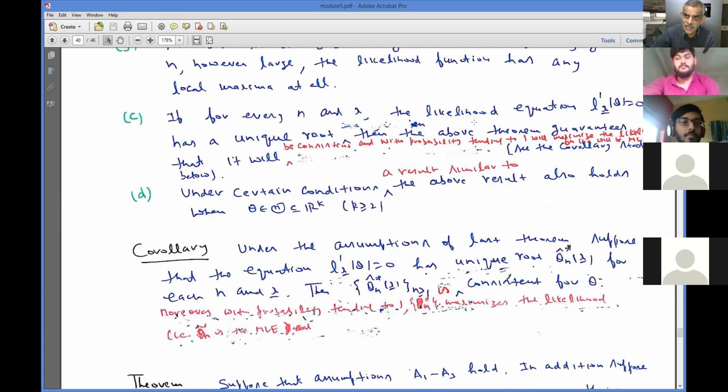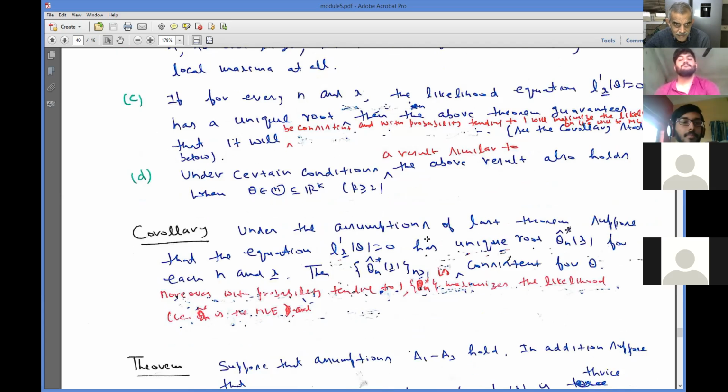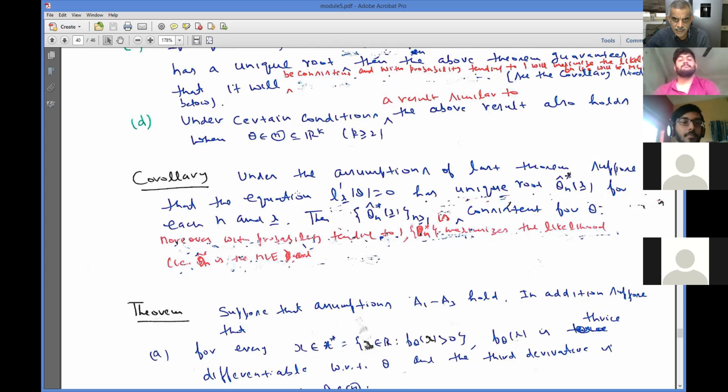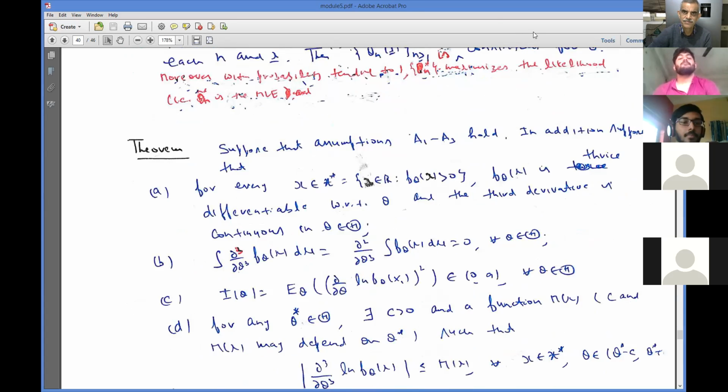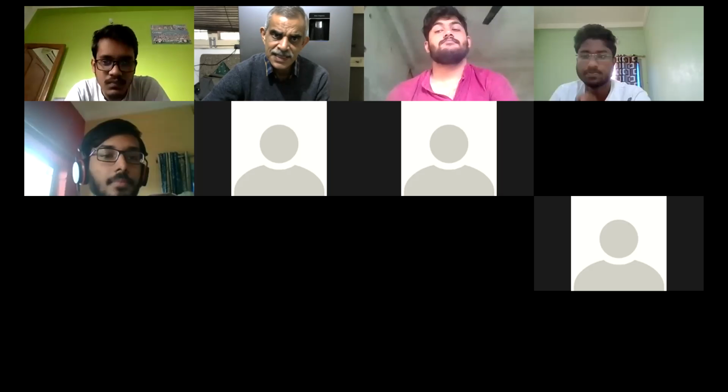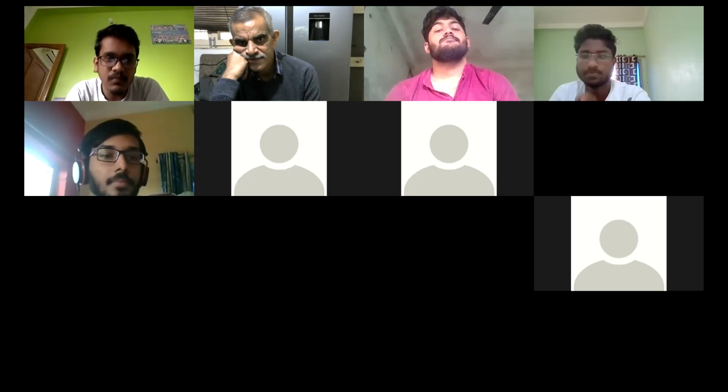Second, if for any n and x the likelihood equation has a unique root, then the above theorem guarantees that it will be consistent, and with probability tending to 1 will maximize the likelihood function, that is, will be the MLE. This is what this corollary says under the assumptions of the last theorem. Suppose the equation Lx prime theta has a unique root for each n and x, then theta n star is consistent for theta. Moreover, with probability tending to 1, theta n star maximizes the likelihood function. Is that clear now? Yes, sir.